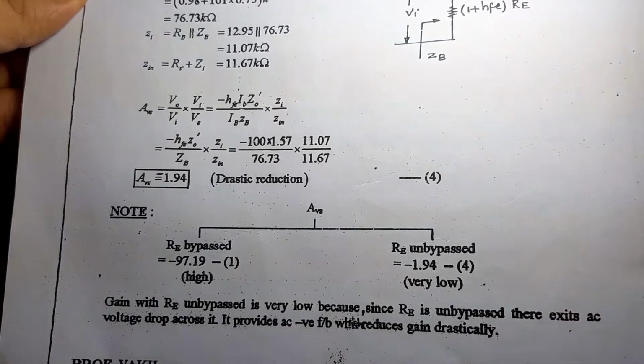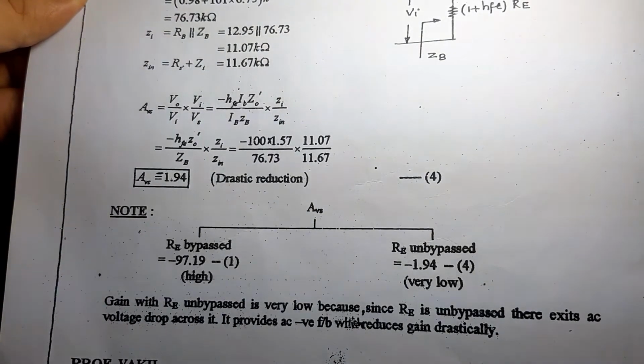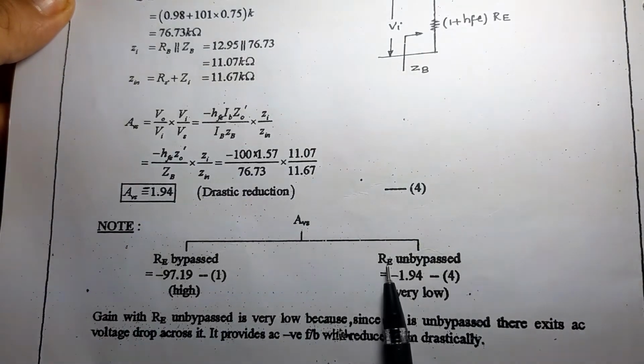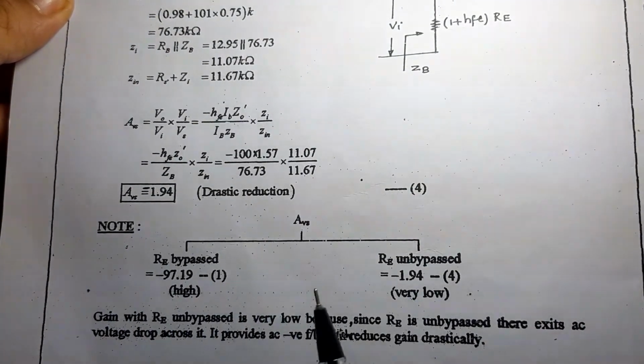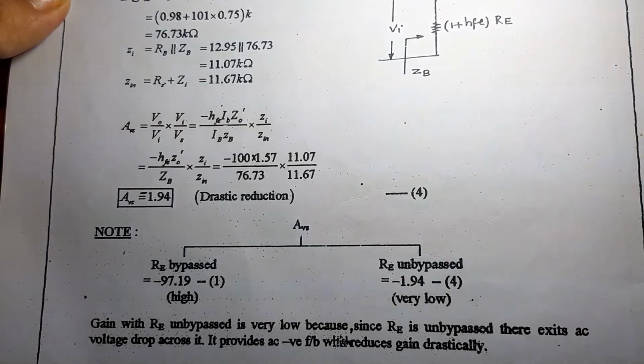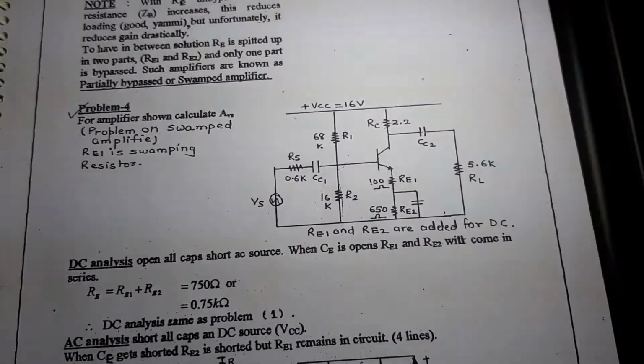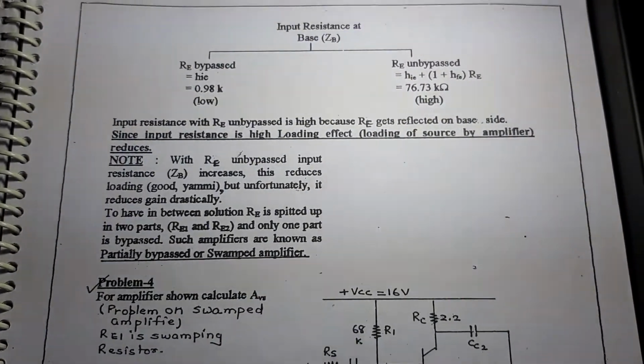Since it provides AC negative feedback, it reduces the gain drastically. So yes, you need to bypass your RE over here. Every time you design an amplifier, you need to bypass your RE so that your AC gain increases tremendously. Now let us see some other factors also.